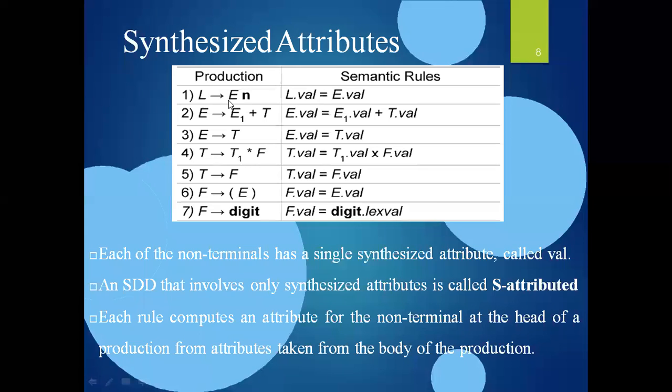E is a node here, right? And these two are nodes, and this is a node, and these two are nodes. So for every node we are defining the attributes. And finally, it is a digit. Digit is a lex val. That means here we need to substitute, we need to insert any number. Then we will perform the computations. That computation value is associated with the children nodes, then with the parent nodes, and finally with the root node.